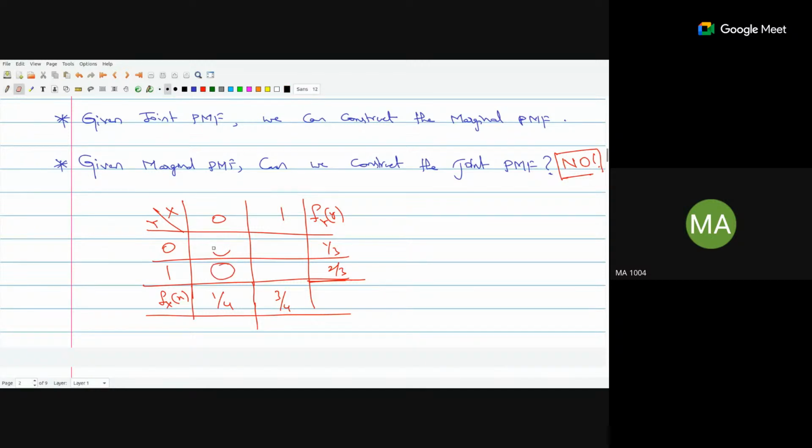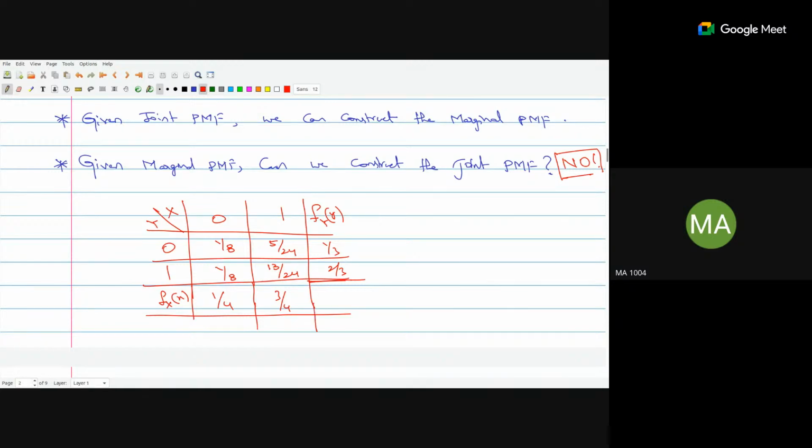So I can give you two different possibilities now. I can give 1 by 8 here. Once I give 1 by 8 there, this should be 1 by 8, and this is 5 by 24. Once it is 5 by 24, this will be 13 by 24. Let's check whether this is correct or not. 16 by 24 is 2 by 3. So this is correct.